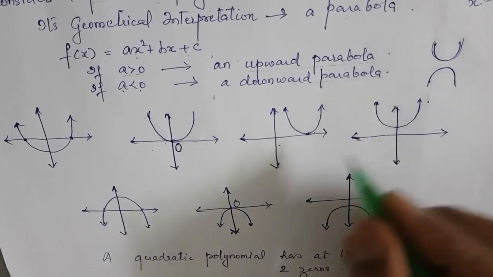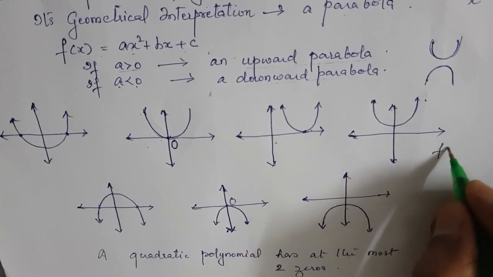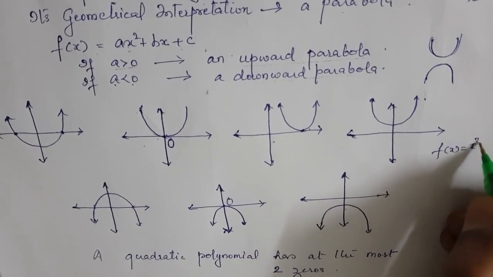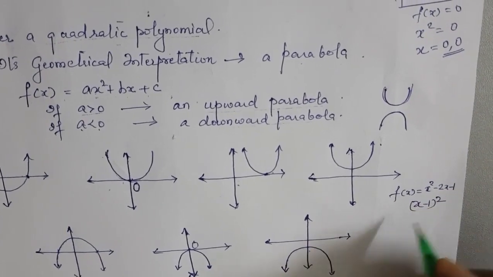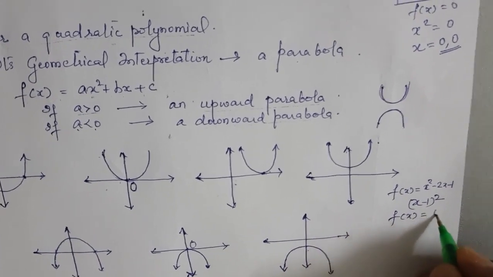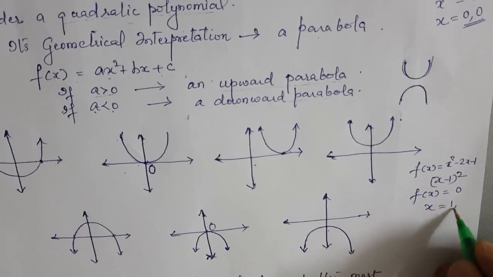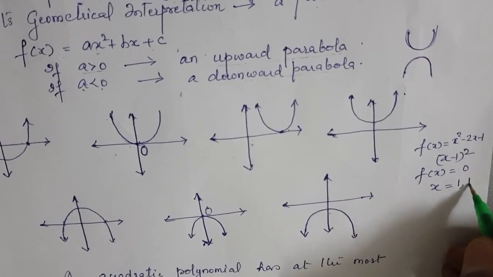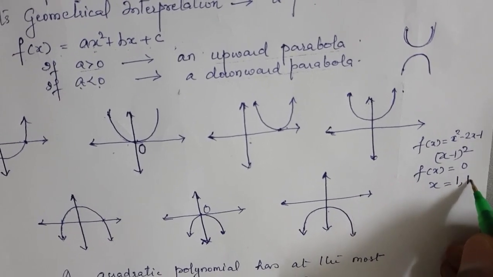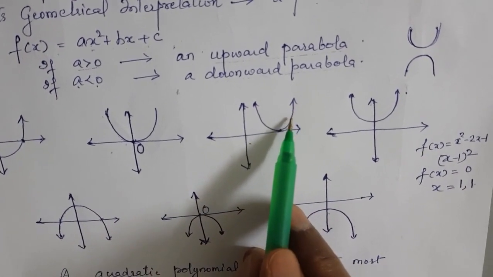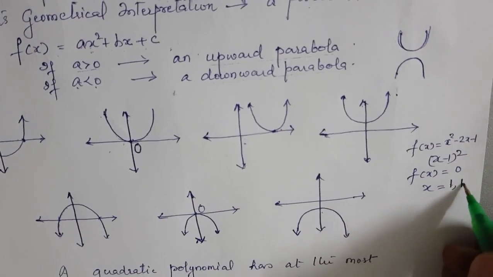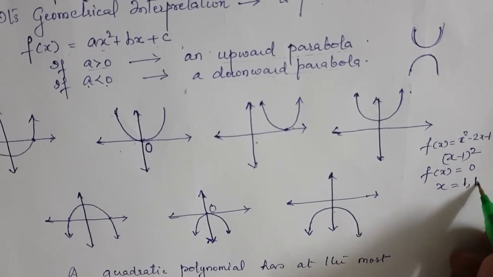For example, here you may see that f(x) is equal to x square minus 2x plus 1, that is (x minus 1) the whole square. So when you equate f(x) to 0, you may get the value of x as 1 and 1. Again, there are two zeros. It has to have two zeros because it is a quadratic polynomial, so two zeros must be there. Two coincident points are there.